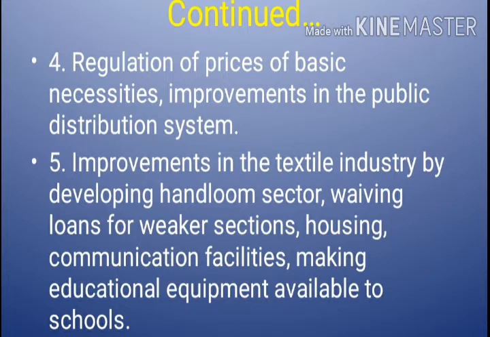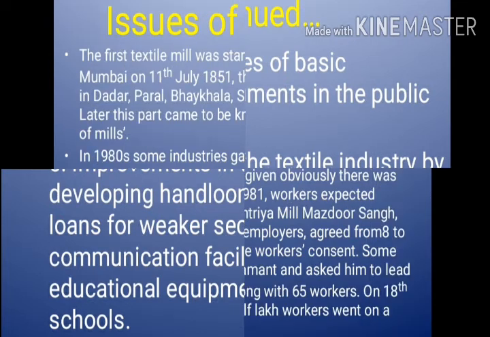So regulation of prices, because it was needed to settle down the prices of basic necessary things. Then improvements in the public distribution system, to improve the textile industry by improving the handloom sector, waiving loans to be given to the weaker sections of society, housing loans, then communication facilities to be provided to the people, making educational equipment available to all schools. These were necessary things that were decided in this 20-point program.